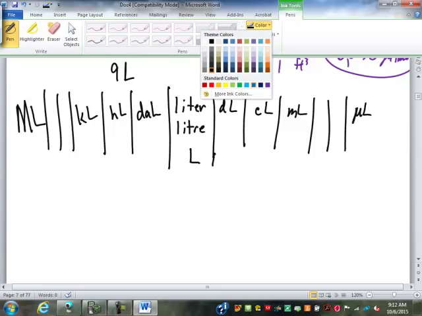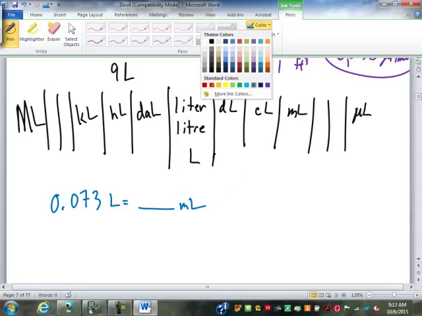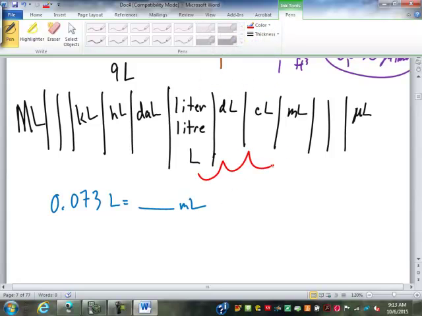So if I need to convert in our metric system, let's say I have 0.073 liters, and I want to convert that into milliliters. Just like with our lengths, 1, 2, 3 steps to the right on the chart from liters to milliliters. Decimal point goes 1, 2, 3. 73 milliliters. Even though this is a unit of volume, it's still 1 decimal place for 1 step on the chart.